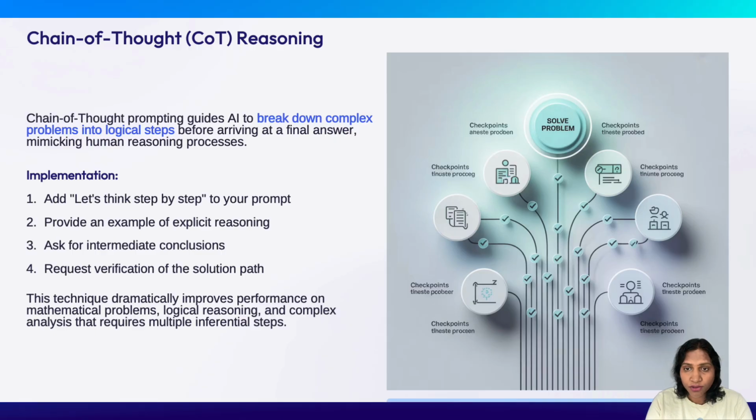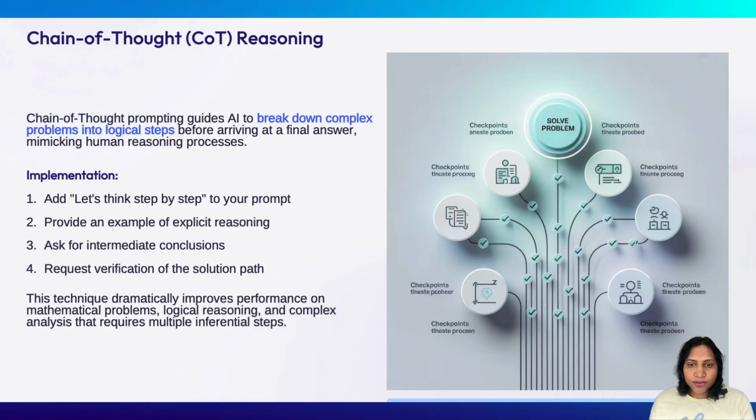So to implement chain of thought, you can add "let's think step by step." That's a very simple way of actually achieving it. Or provide an explicit example of the reasoning process. Or ask the model to share immediate conclusions, and then review them. Or you can even ask for the complete path.